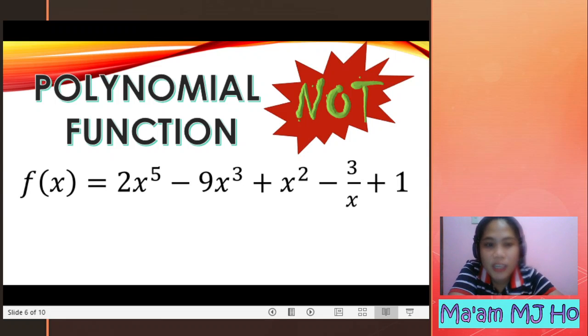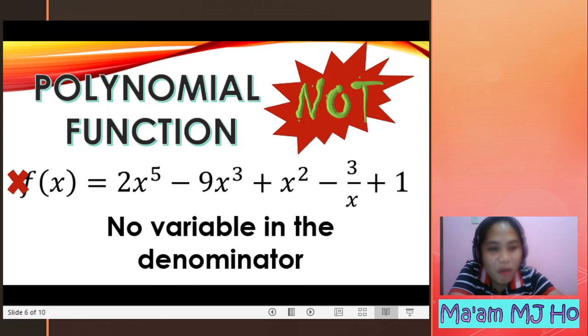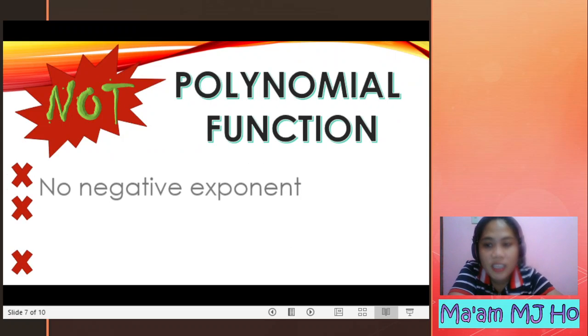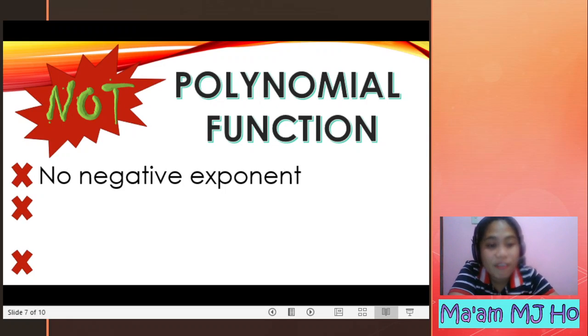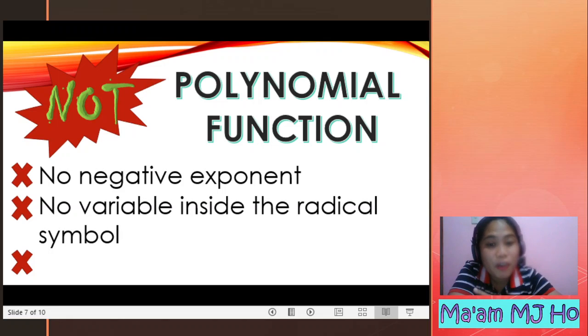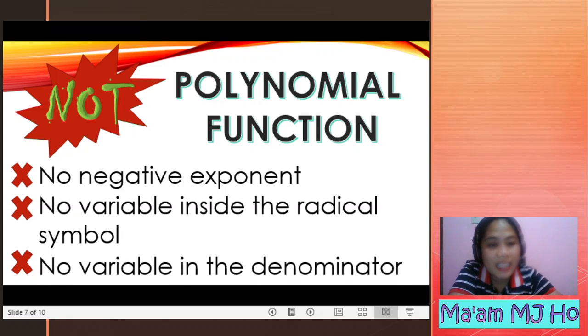And last example or last given function, f of x is equal to 2x raised to 5 minus 9x cubed plus x squared minus 3 over x plus 1. Again, this is not an example of polynomial function because we have a variable in the denominator. So we have 3 rules. So what are the rules? There should be no negative integer, no variable inside the radical symbol, and the last rule, no variable in the denominator.